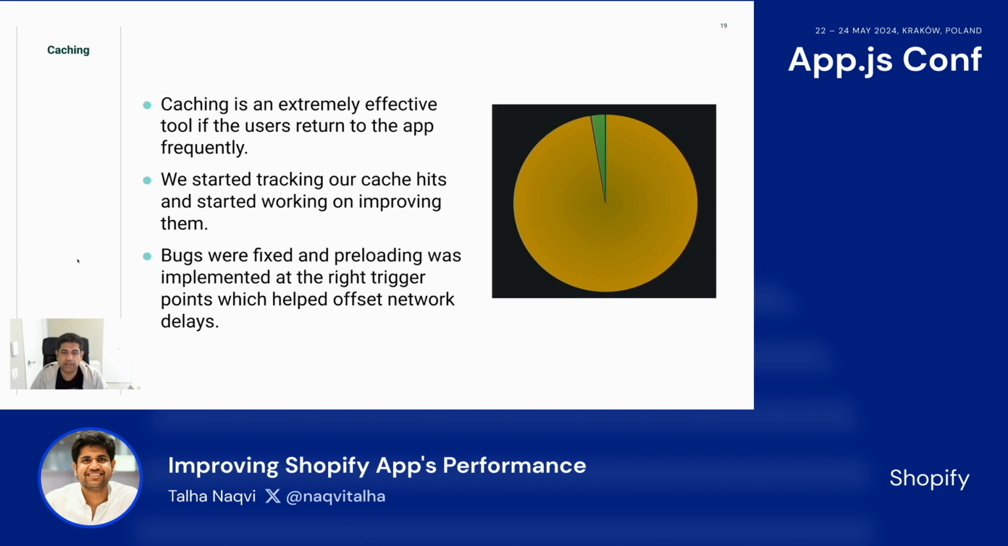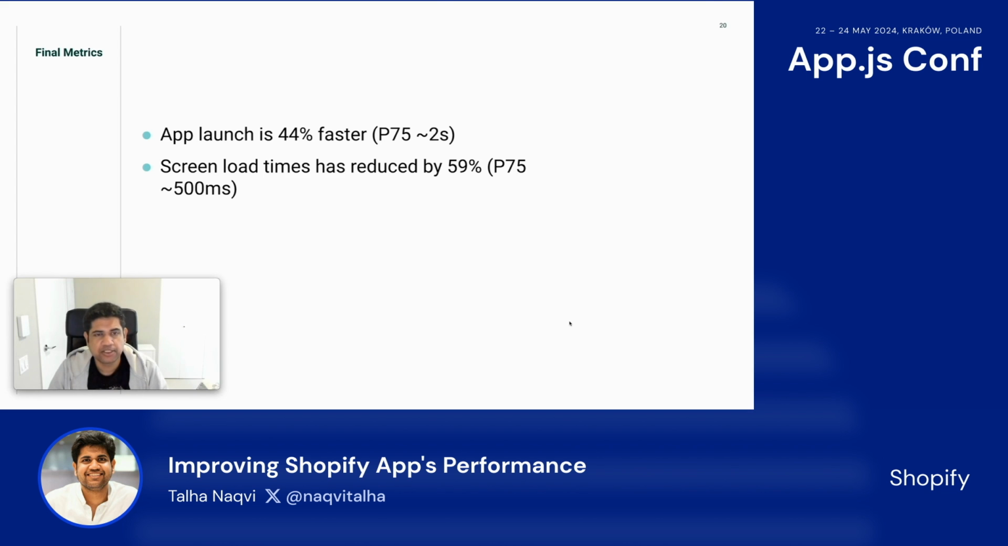Based on your app, you might not have these obvious trigger points, but in those cases, you can have caching that expires quickly or come up with a solution that benefits those users who engage with the app frequently. So implementing all of this, just solving these obvious problems in a very generic way, we reduced our screen load times by 59%, and we made our app launch 44% faster. P75 is now around 2 seconds, and our screen load P75s are close to 500 milliseconds. This makes the app feel almost instantaneous.